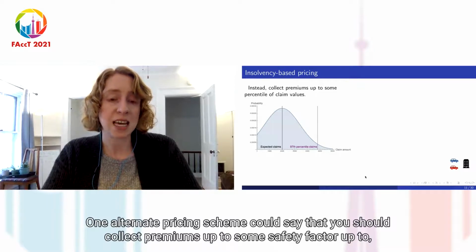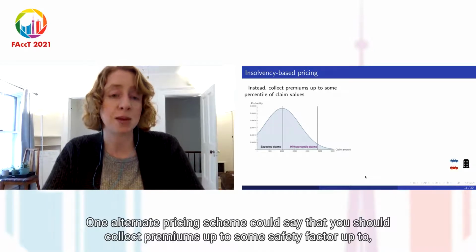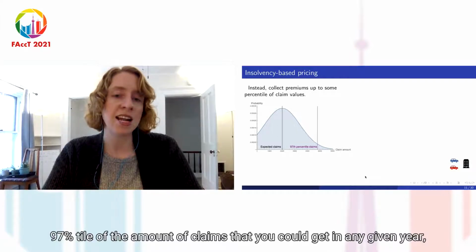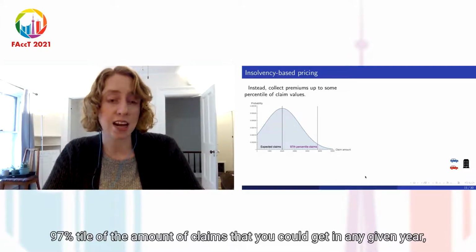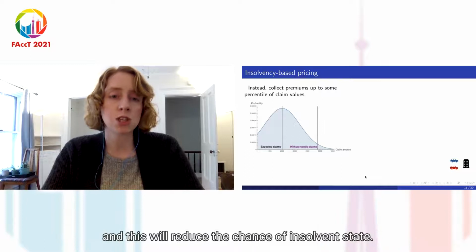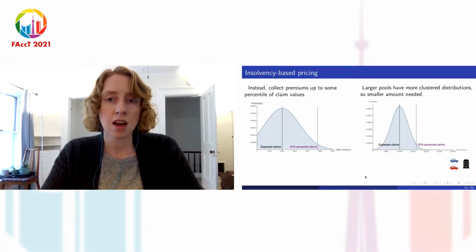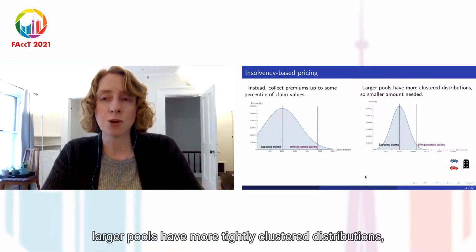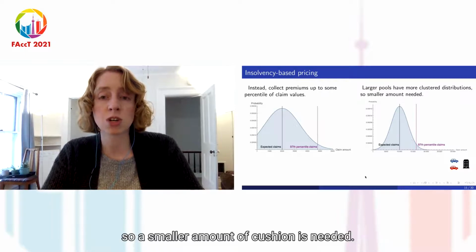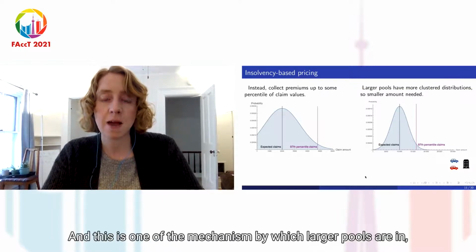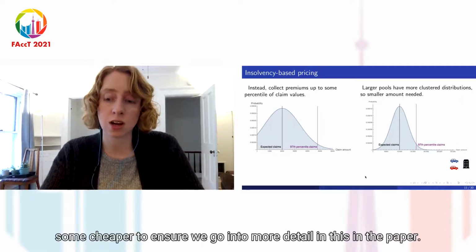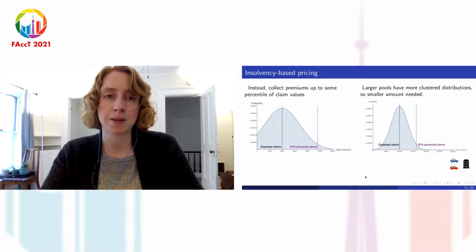It could also hurt people who are making claims if their losses aren't compensated. One alternate pricing scheme could say that you should collect premiums up to some safety factor, say the 97th percentile of the amount of claims that you could get in any given year. This will reduce the chance of insolvency. In this case, larger pools have more tightly clustered distributions, so a smaller amount of cushion is needed. This is the mechanism by which larger pools are, in sum, cheaper to insure. We go into more detail on this in the paper.